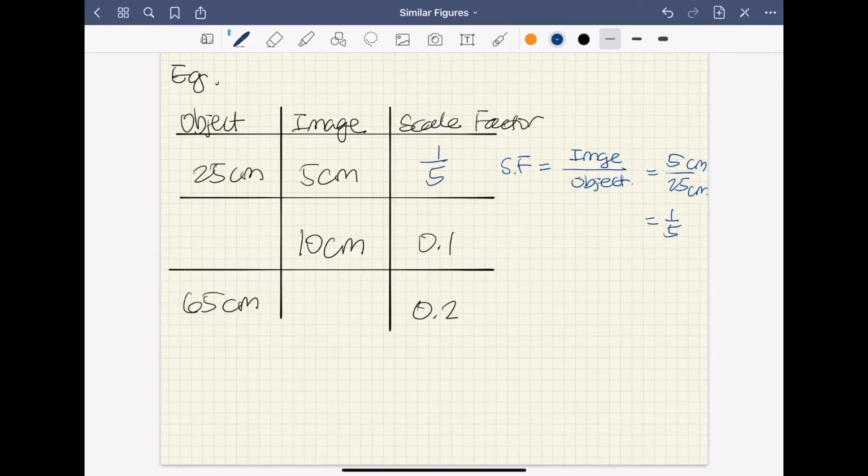And just so you know, scale factors will not have any unit. As you can see here, centimeter and centimeter cancel each other, so the scale factor doesn't have any unit.